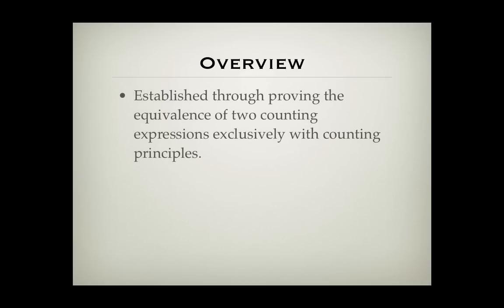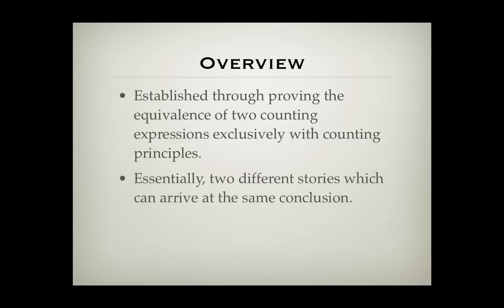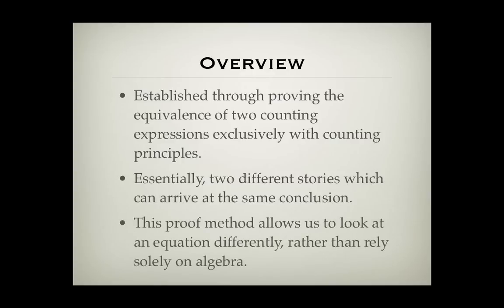First, we'll start with an overview of exactly what the nature of a combinatorial proof is. This will include a definition and the various advantages and disadvantages that are present within the combinatorial proof method. First, a combinatorial proof is established through proving the equivalence of two counting expressions exclusively with counting principles. And second, essentially two different stories which can arrive at the same conclusion. In this way, it's a less formal method of proving but still equally valid. And third, this proof method allows us to look at an equation differently rather than relying solely on algebra.